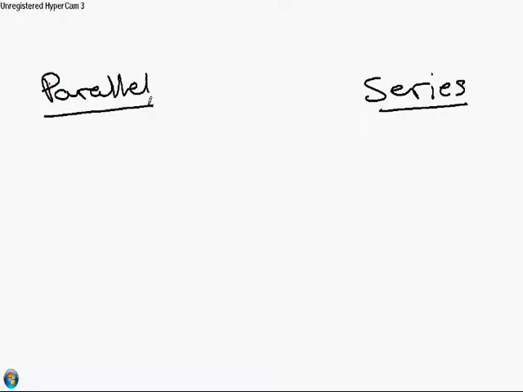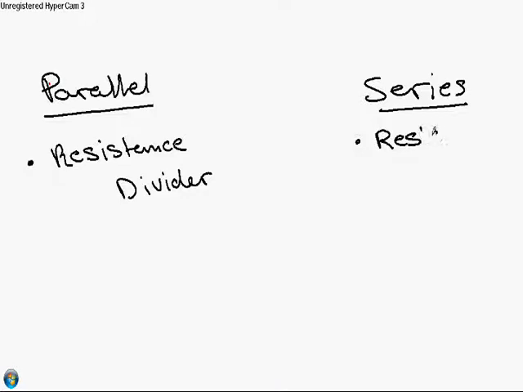So, P versus S. What does that mean? Well, that's parallel versus series. So here you have parallel versus series in terms of resistances, and there are a couple things to remember when it comes to parallel and series. Parallel is a resistance divider, whereas series is a resistance stacker.